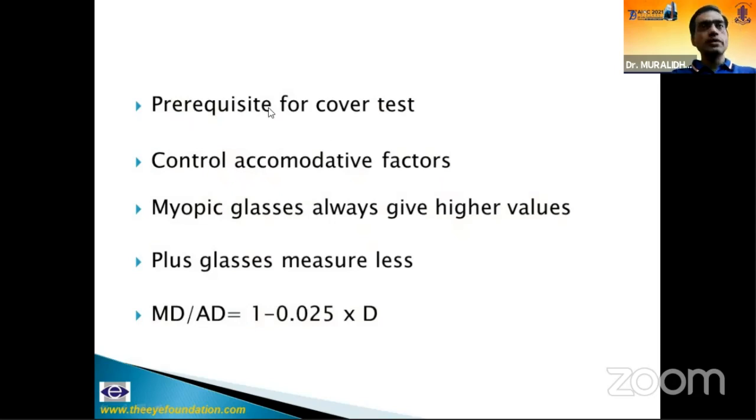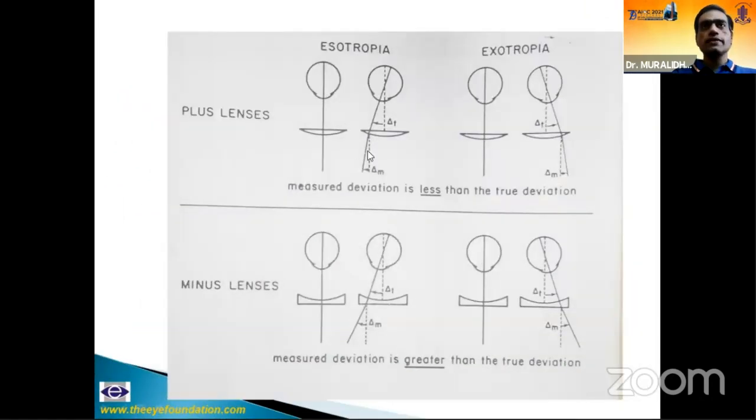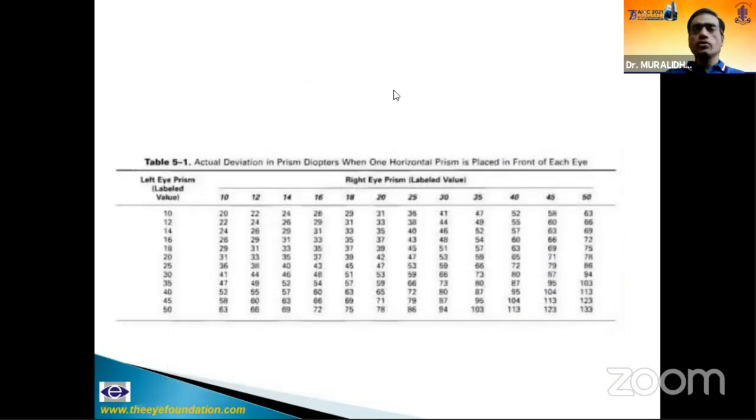So now you should make sure that the prerequisites for cover tests are satisfied. And please note that plus glasses more than 4 diopters always measure less, and myopic glasses give higher values than the actual measurement. So this is the formula that I have taken from Pradeep Sharma sir's book. This is why this happens whenever the refractive error is more than 4 diopters. Plus glasses induce a prismatic effect, and so do minus glasses. So the measured deviation is less than the true deviation with plus glasses and more than the true deviation with minus glasses.